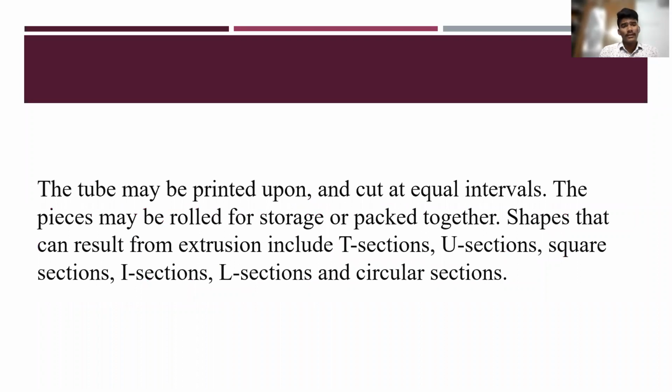The tube may be printed upon and cut at equal intervals. The pieces may be rolled for storage and or packed together. Shapes that can result from extrusion include T sections, U sections, square sections, I sections, L sections, and circular sections. These are the examples of how we can melt, shape the extrusion, and get our required shape.